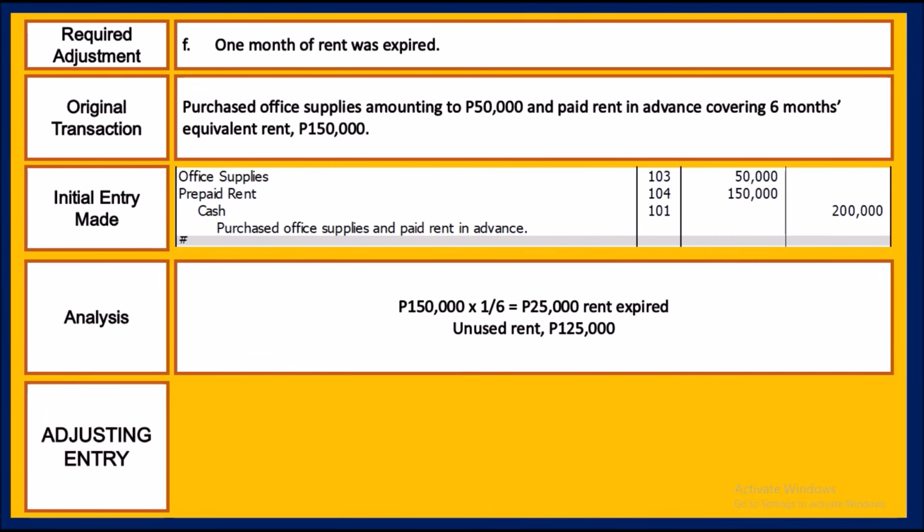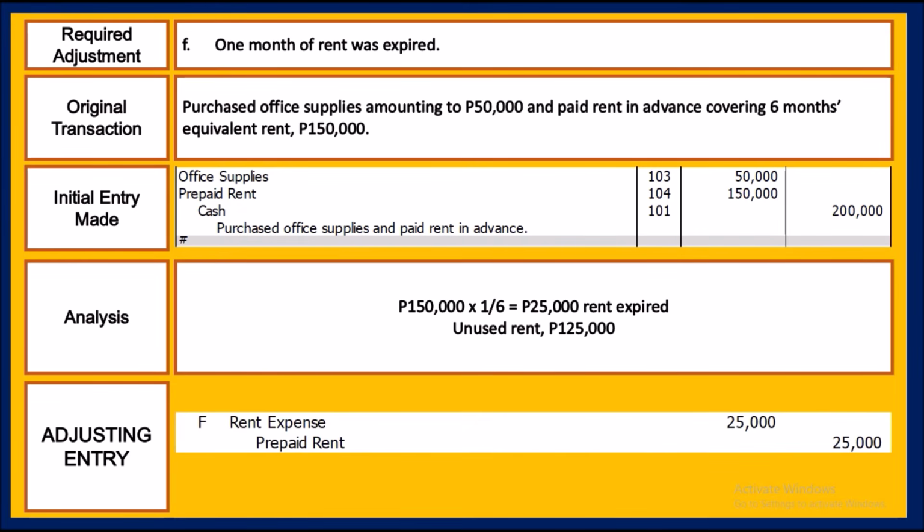Okay? So, our adjusting entry will also be using the asset method kasi pinasok natin siya as an asset muna. Di ba? Prepaid rent muna siya. So, ang recognition natin ay yung expense portion. So, debit rent expense for 25,000 and credit prepaid rent for 25,000. So, yan po yung ating adjustment for rent.